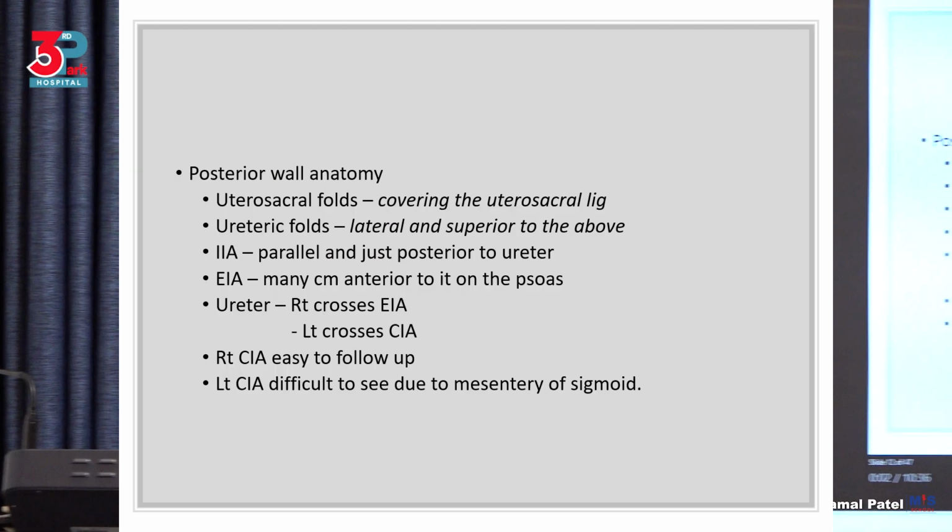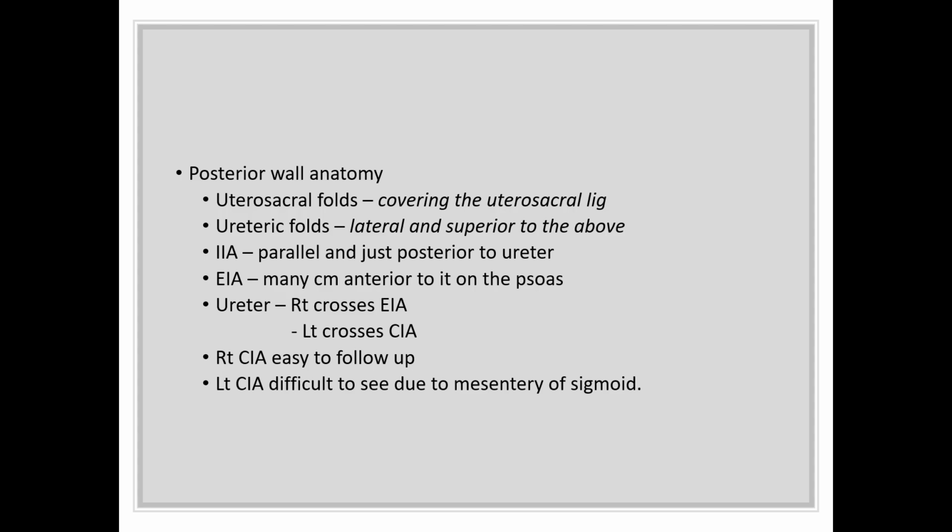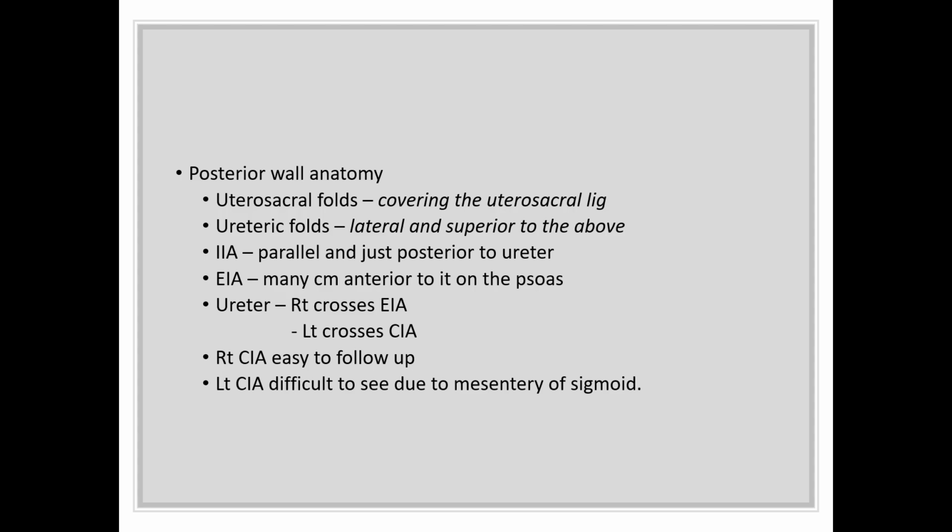Now we go posterior. So, posterior anatomy. On the posterior wall, we start with the midline. It's better seen in a thin patient. You won't see it very well in an obese patient. But in a thin patient, in the midline, you will have the sacral promontory, and then on either side, when you go behind down there, you will see the uterosacrals from the uterus. So you have the uterosacral folds.